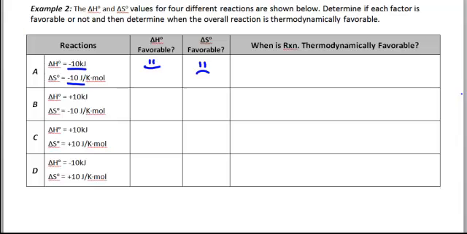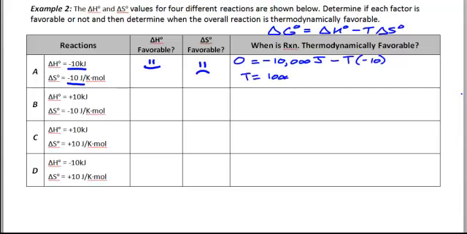Again, using our equation, delta G equals delta H minus T delta S. We're going to plug in 0 for delta G to find the cutoff point, and plug in negative 10. We're going to go to joules, so negative 10,000 joules for our delta H, minus our unknown temperature times our entropy change of negative 10. You solve for temperature and you get a whopping 1,000 Kelvin.